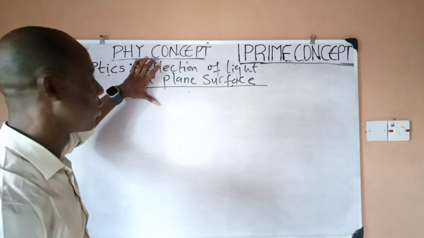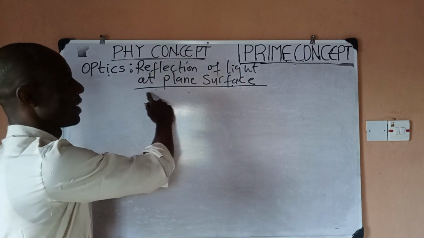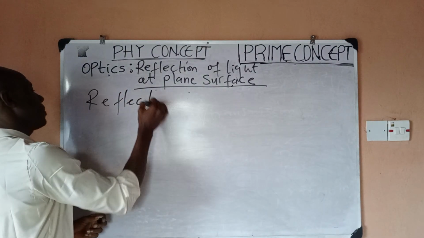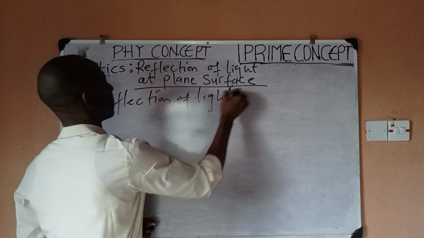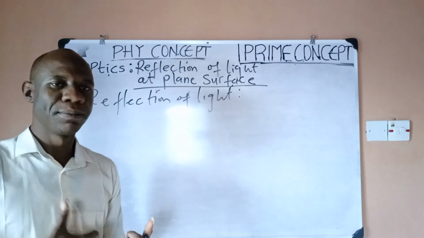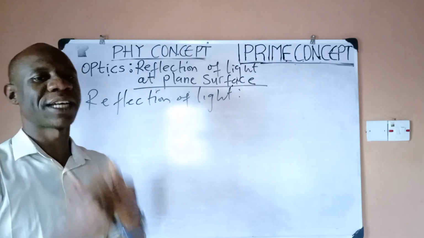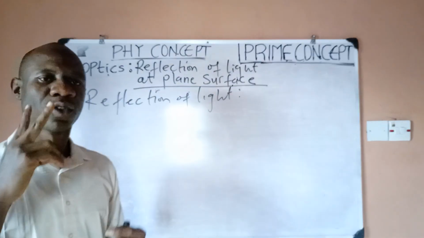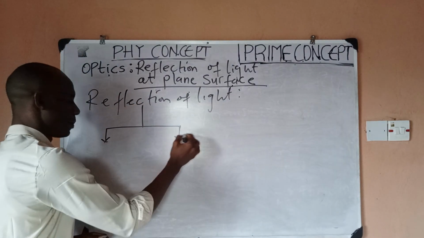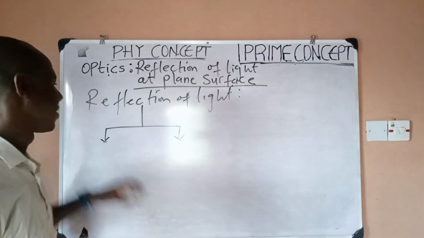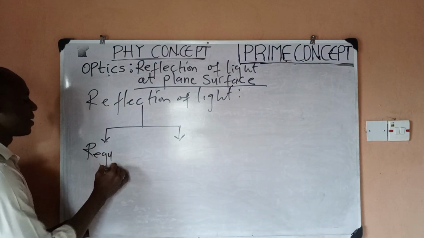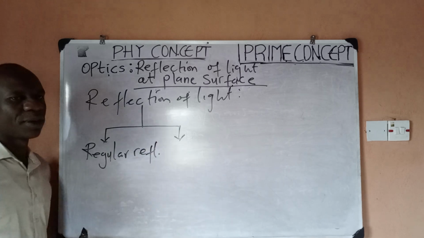Now remember, we're trying to introduce the concept of reflection of light at plane surfaces. Since we have learned the idea of reflection of light, we mentioned that reflection is the bouncing back of light to the same medium from which it was incident. That is reflection of light, right? So generally we have two types of reflection that we should know as physics students studying STEM courses. Number one type of reflection is what we call regular reflection.